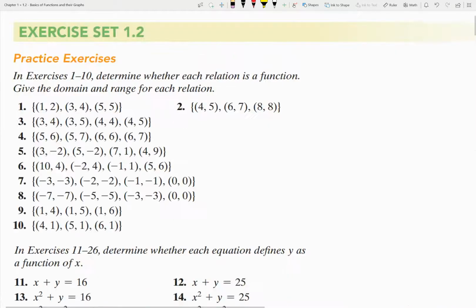Okay. So that was section 1.2, the basics of functions and their graphs.